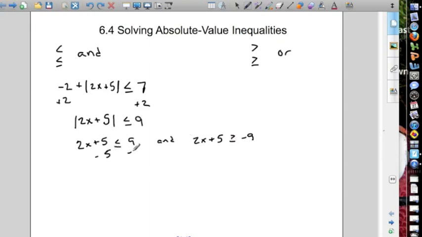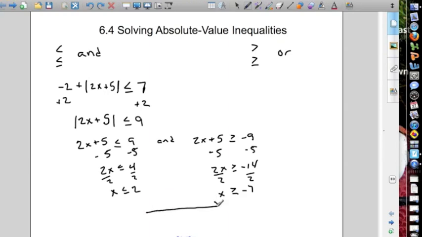Now as far as solving it goes, subtract 5, 2x is less than or equal to 4, divide by 2, x is less than or equal to 2. Over here I subtract 5, 2x is greater than or equal to negative 14, divide by 2. I'm just dividing by a positive 2, so it stays as greater than or equal to negative 7. And now it's still an and problem.